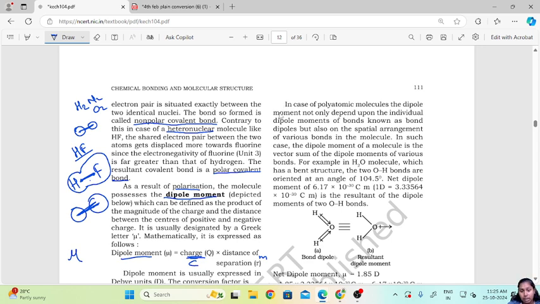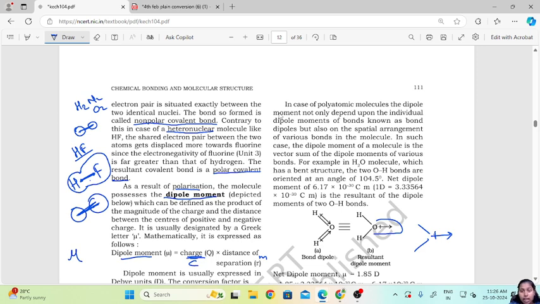For example, in water molecule we have two OH bonds. Now the dipole moment will not depend on any one of the OH bonds. It will depend on both of the OH bonds. Here both the dipole moments are towards oxygen, right? So the resultant dipole moment will be like this, because both are towards oxygen. So this will be the resultant dipole moment.